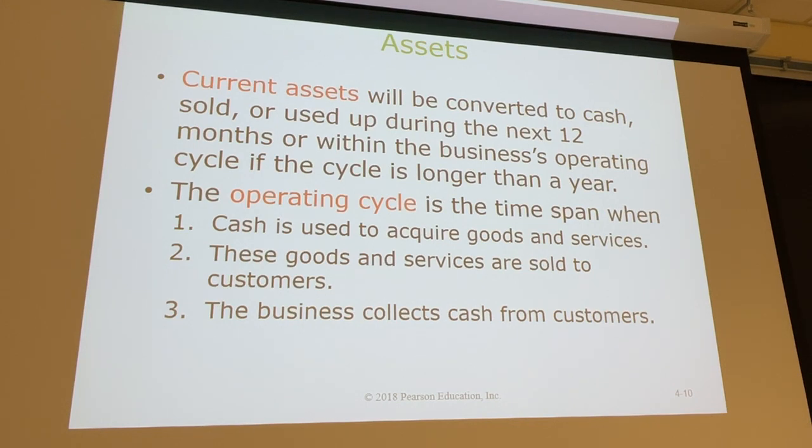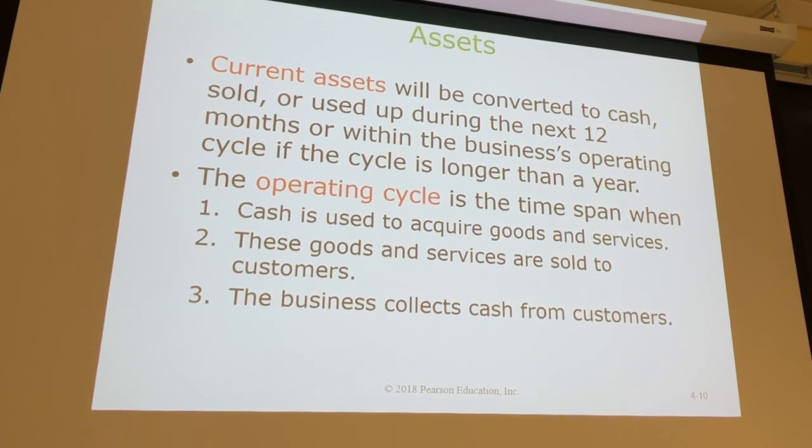For the asset accounts, the first classification will be current assets. Current assets are those that can be converted to cash, sold, or used up during the next 12 months, or within the business's operating cycle, if the cycle is longer than a year.